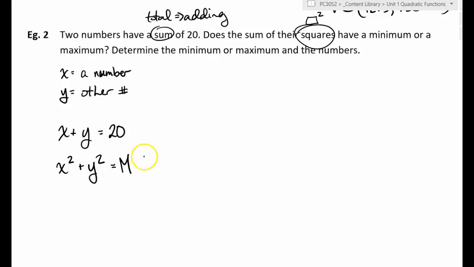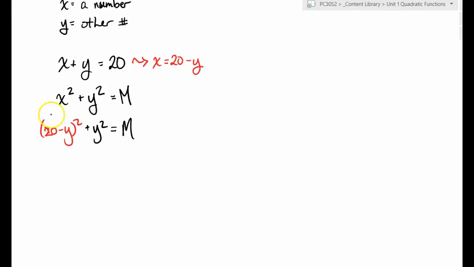Well, how can I manipulate this? Because again, I'm dealing with a scenario where I have 3 variables to work with, that x squared plus y squared equals m. 3 things I don't know, and that doesn't work for me. 2 I can manipulate a little bit, but 3 definitely not. So again, I need to rearrange to substitute in. So I'm going to say x is equal to 20 minus y, and I'm going to substitute this in for x squared here. So instead I'm going to have (20 minus y) squared plus y squared equals my maximum or minimum, and I'll figure out which one that is still.